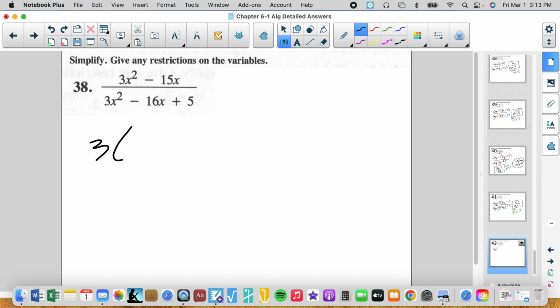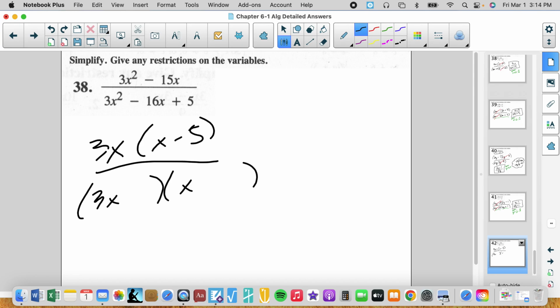Factor out a 3, you get x, factor out a 3x. That gives us x minus 5. Factor those, that's easy, 3x, x, 5, 1. Signs are the same, both are negative. And yes, that's how fast.